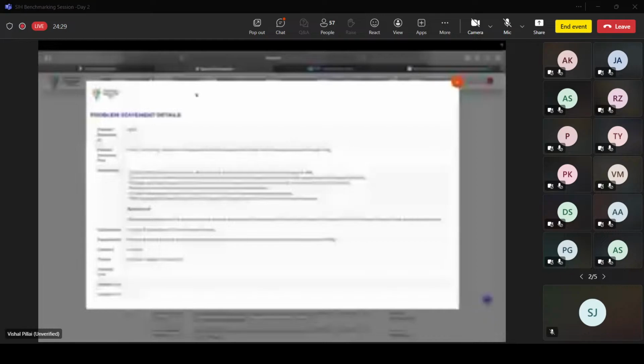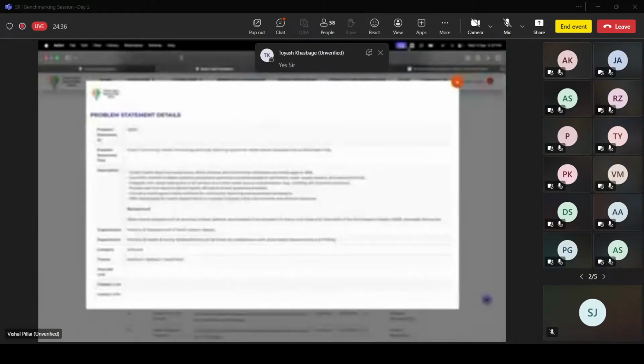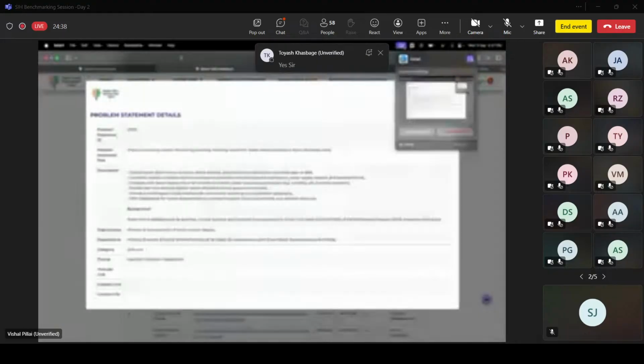Is the pop-up screen visible to everyone? Hello, am I able to show you the pop-up screen, the problem statement details? Is it able? Yes, sir. Yeah, you are able to see the screen, right? Okay. So the reason why I am checking is also because, yes, it is visible.